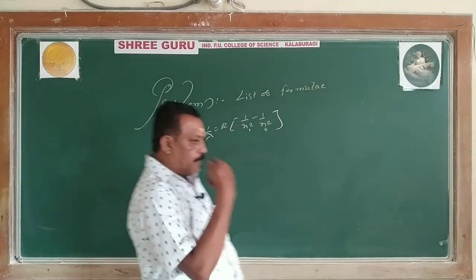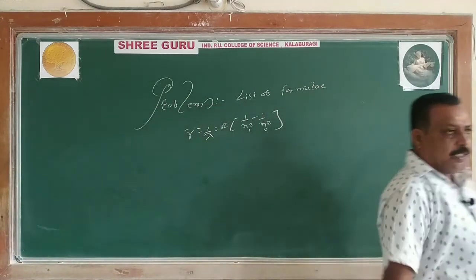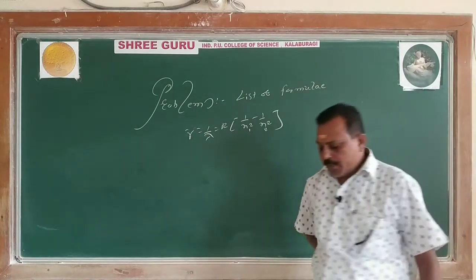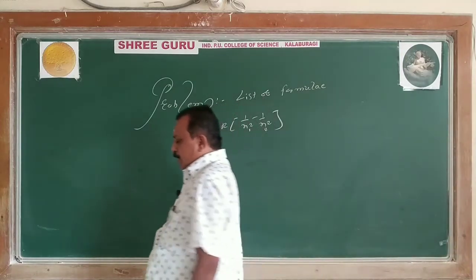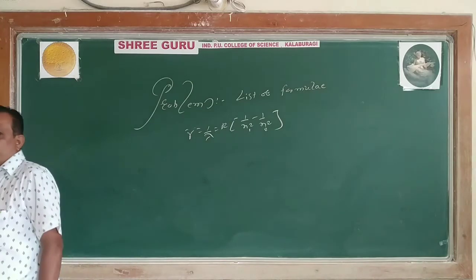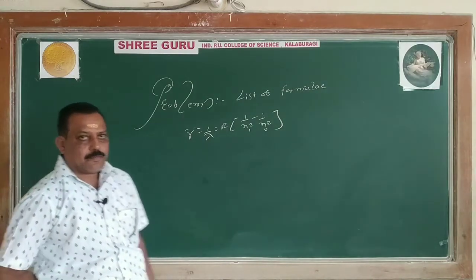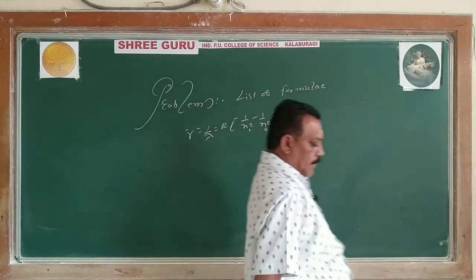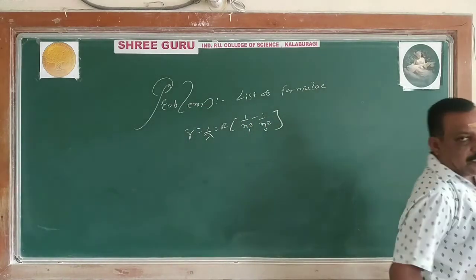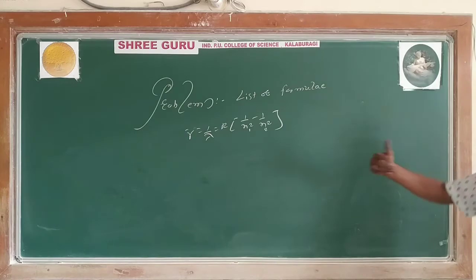If n1 equals 1, we get the Lyman series. If n1 equals 2, Balmer series. n1 equals 3, Paschen series. n1 equals 4, Brackett series. n1 equals 5, Pfund series. So we can calculate the respective wavelengths.